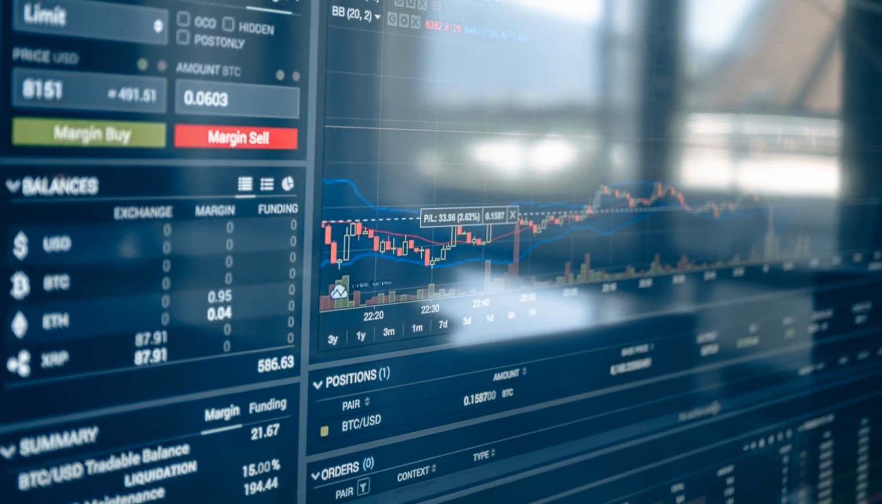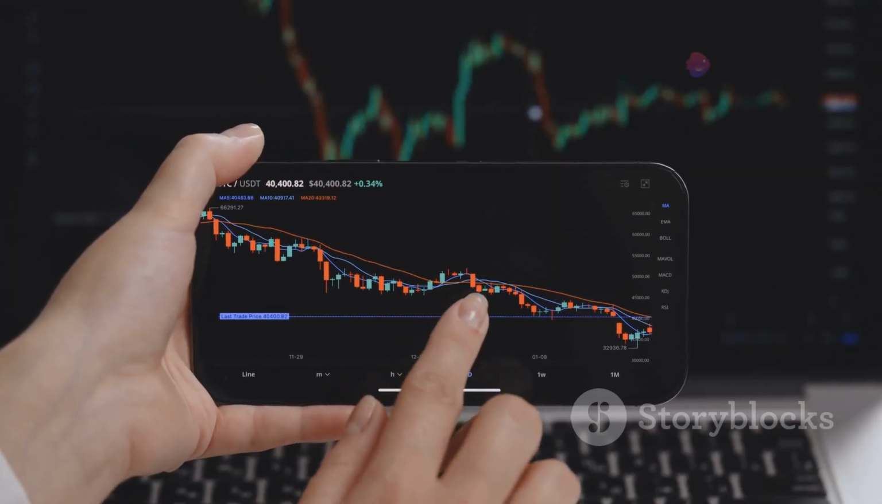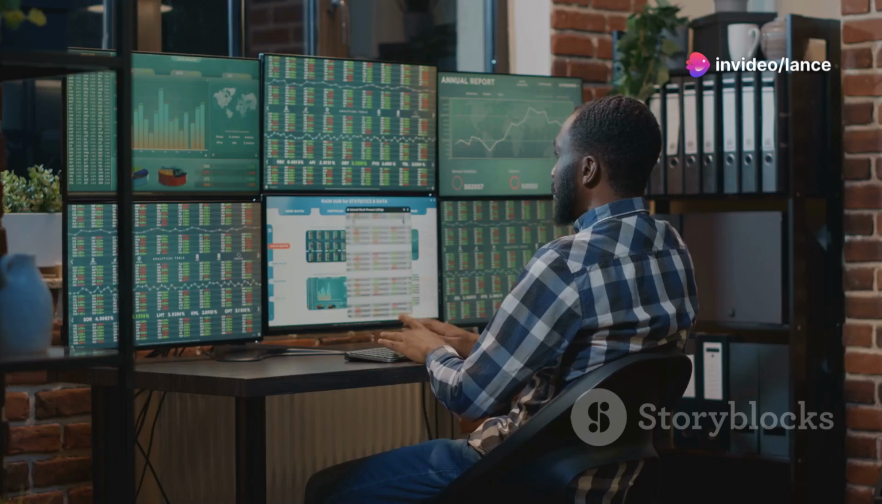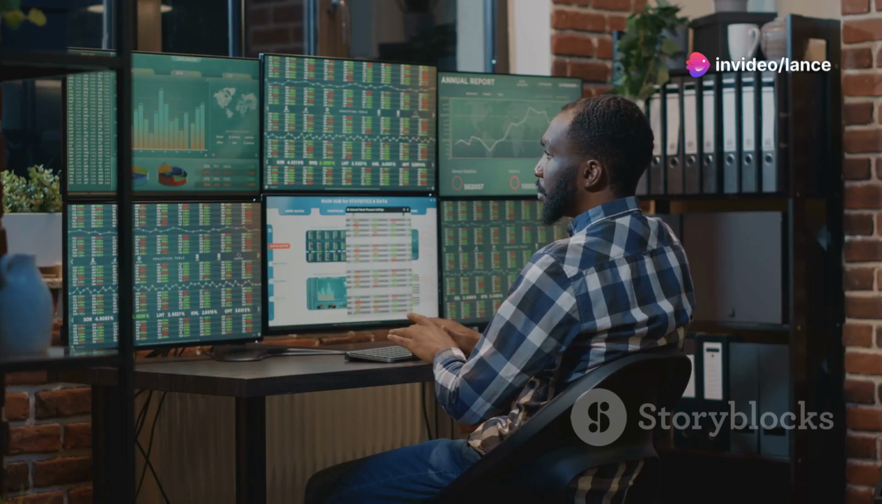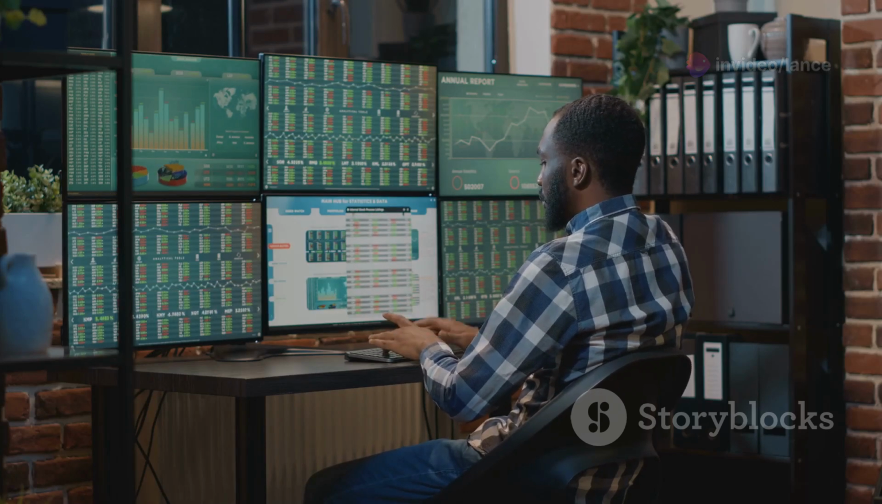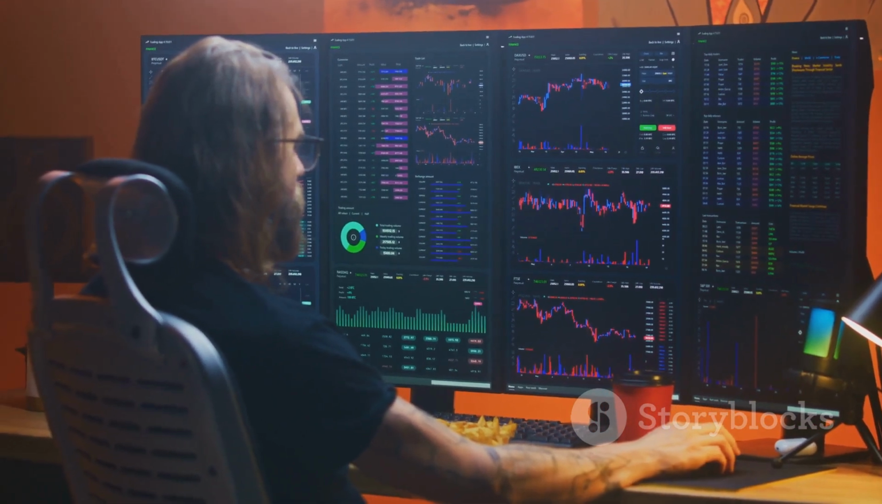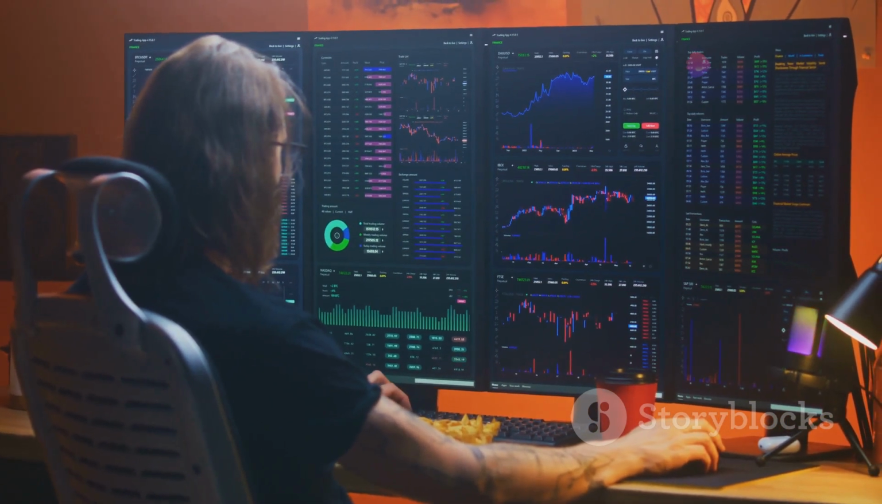Backtesting involves applying your signals to historical data to see how they would have performed in the past. You can use trading platforms or software that allow you to simulate trades based on historical price movements. This helps you identify any weaknesses or flaws in your strategy.